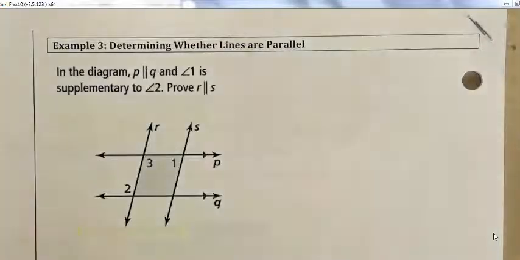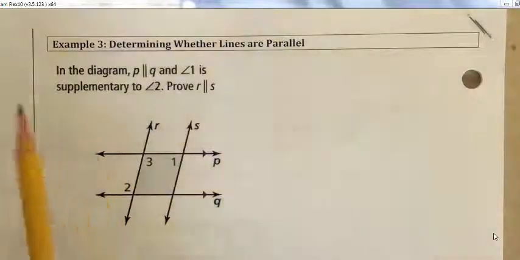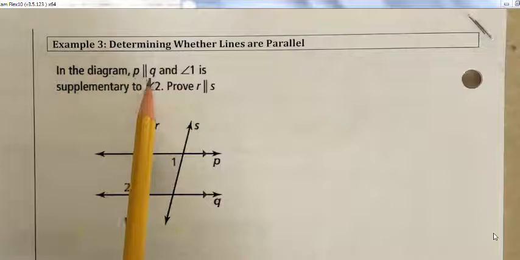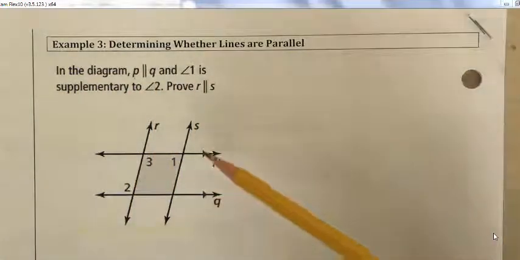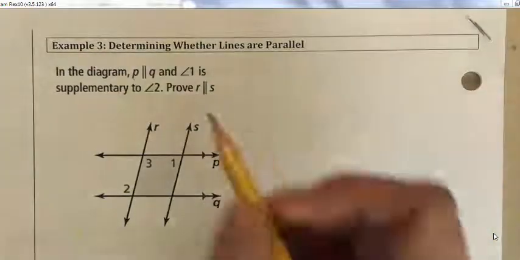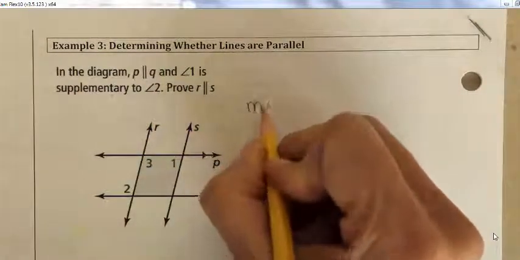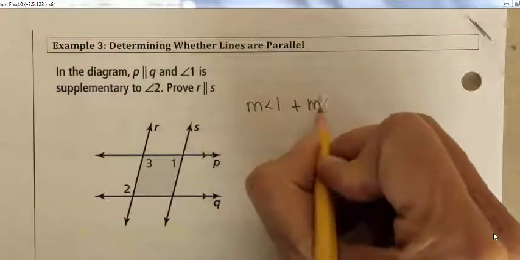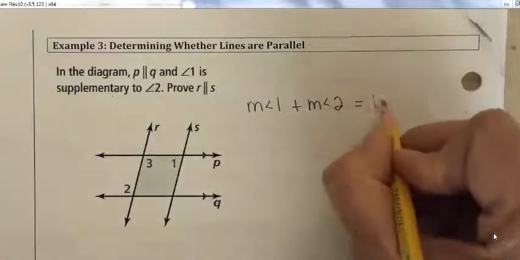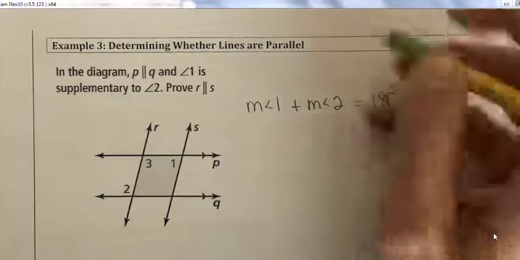Okay, example 3, we're going to determine whether lines are parallel. This one's a little bit complicated, but I'll walk you right through it. So in the diagram, we know that P is parallel to Q. So these two lines are parallel, and we know that. They didn't have to tell us that. We see the little arrows here. We know that angle 1 is supplementary to angle 2. So we know that the measure of angle 1 plus the measure of angle 2 is equal to 180 degrees. I'm going to leave the degree symbol out so I don't confuse it for a 0.